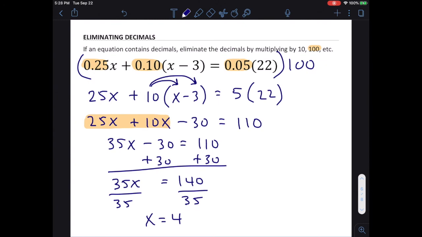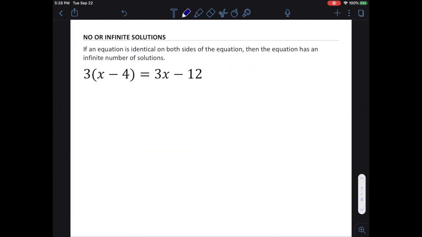So let's look at another one. I think we got another decimal. No, we don't. So the next two are about no solution or infinite solutions. So far, we've had one answer for every one of our problems that we've done. And that's fairly normal. We're hopefully going to get one answer for our problems when we're solving a linear equation in one variable.